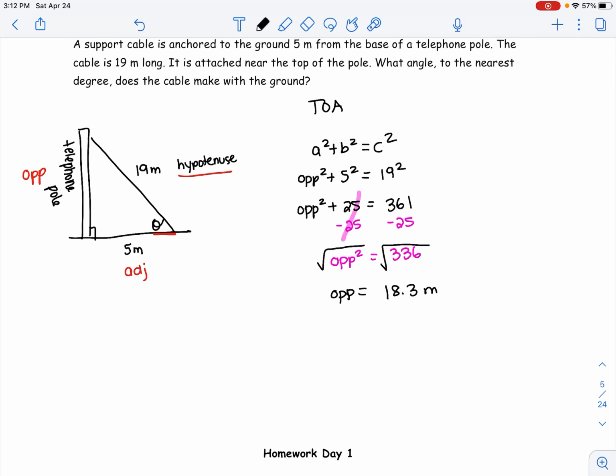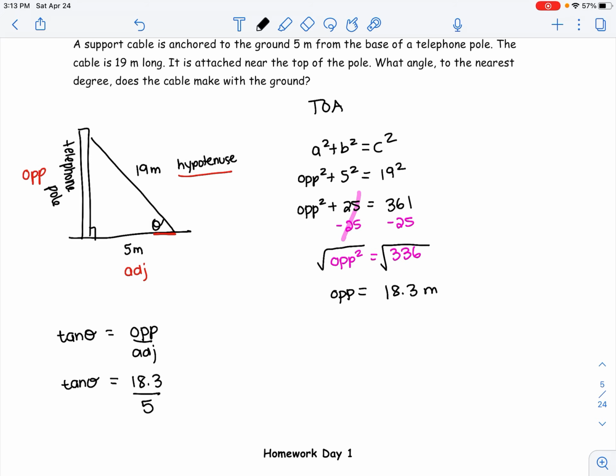So now that we have the opposite side, now we can use tan. Tan theta, which is our angle, is equal to always the opposite over the adjacent. So if we don't have a side, we can use Pythagorean theorem to find that missing side. The opposite side is 18.3. The adjacent side is 5.